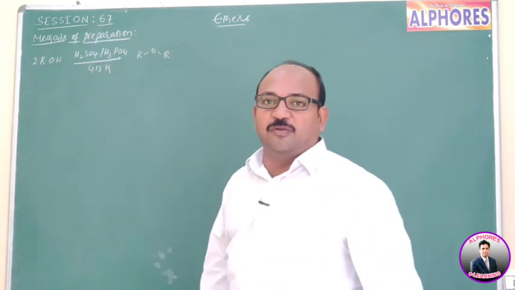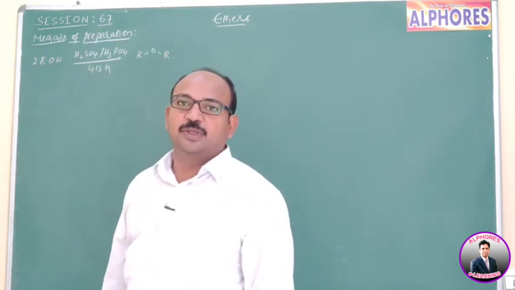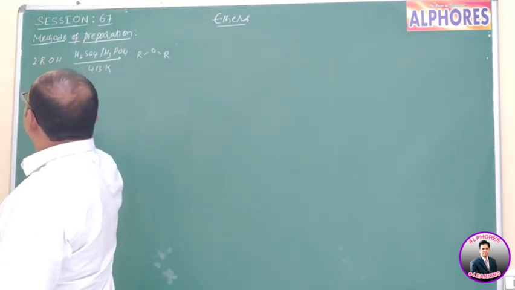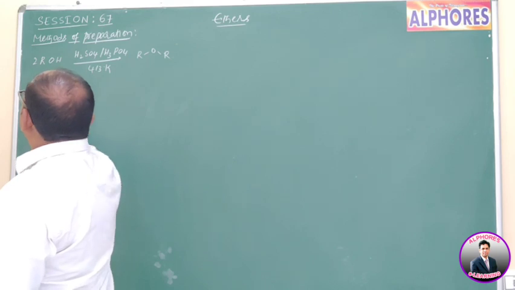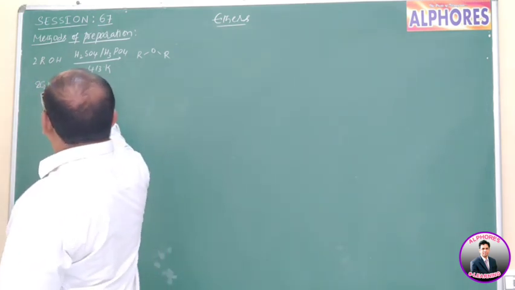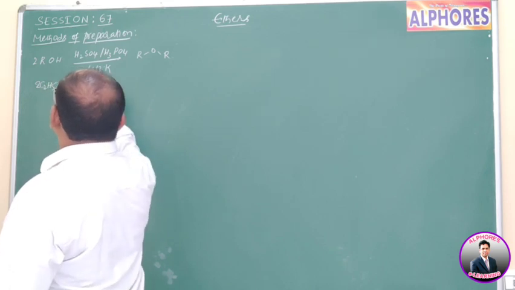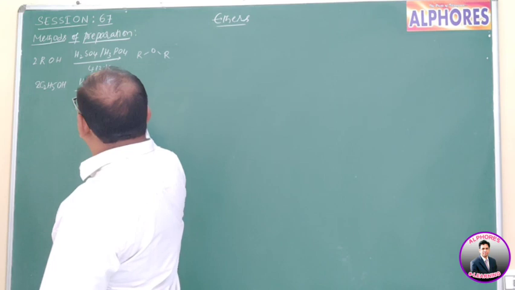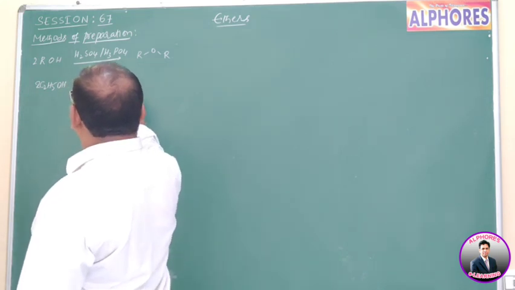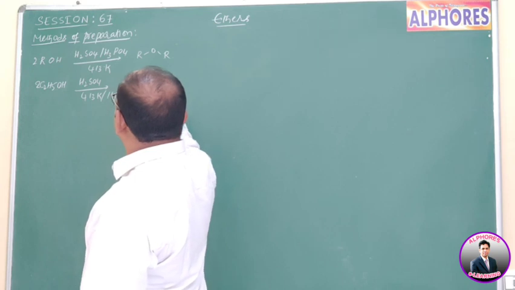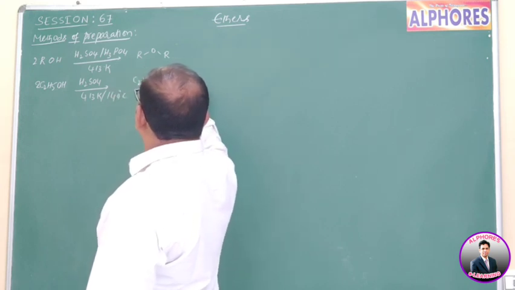So what mechanism is involved in this reaction? Instead of ROH, I consider ethyl alcohol, 2 moles of ethyl alcohol, upon reaction with concentrated H2SO4 at 413 Kelvin, also called 140 degrees Celsius, we are getting ether, diethyl ether.